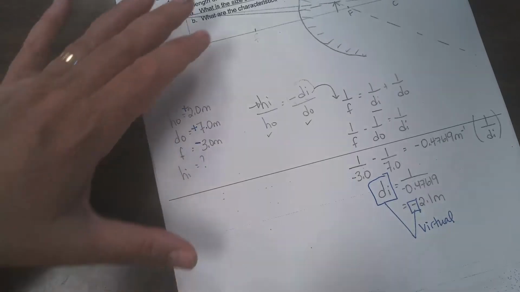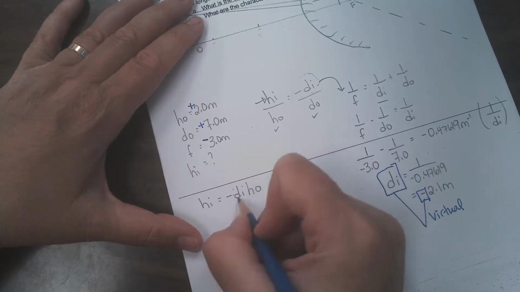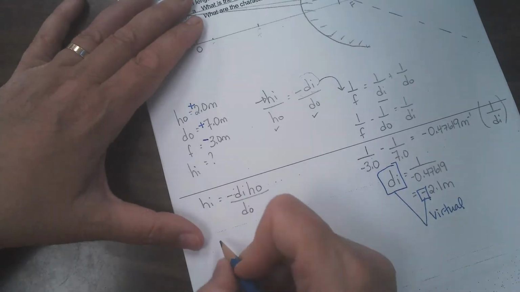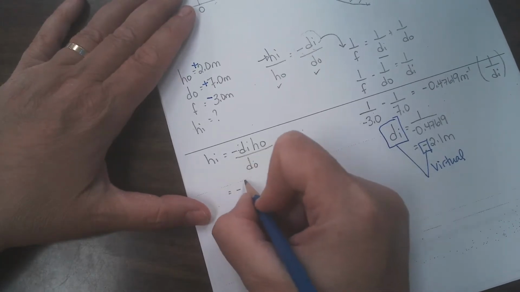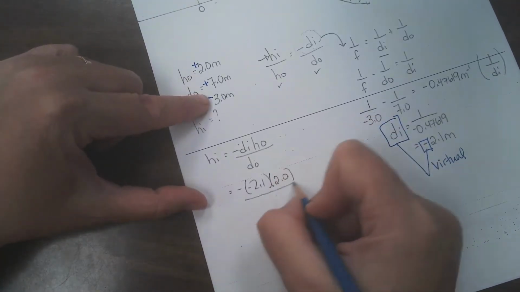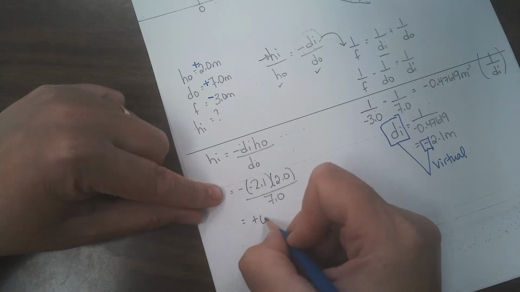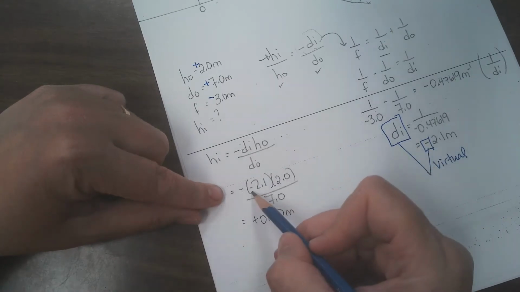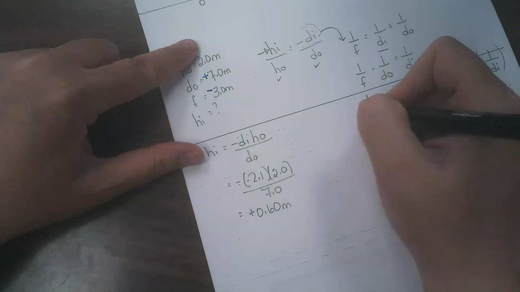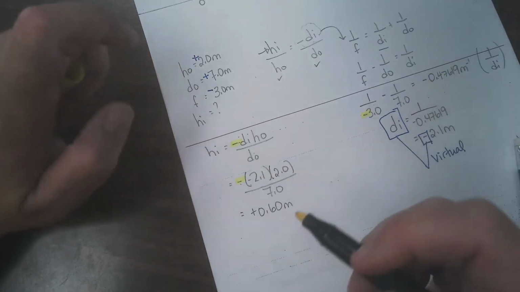Once we have our DI, we can solve for HI. HI is going to be equal to negative DI HO over DO. So the distance of the image times the height of the object divided by the distance of the object. We have negative times negative 2.1 times 2.0 divided by 7.0, and we will get a value of positive 0.60 meters because a negative times a negative is a positive. So again, this is us paying attention to our signs. That one we had to add. This one we need to make sure we include in our formula. Okay.